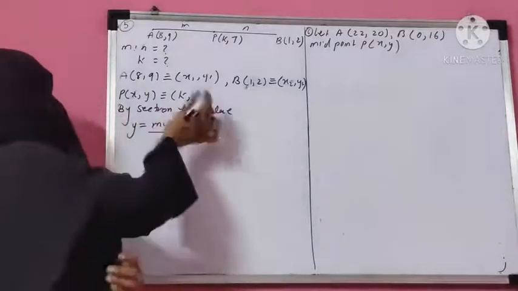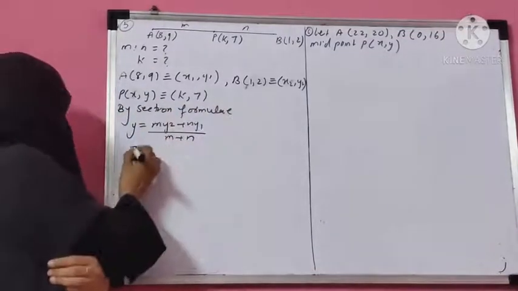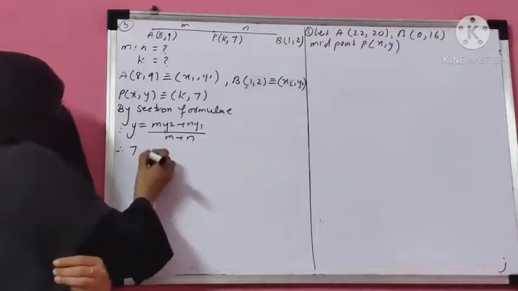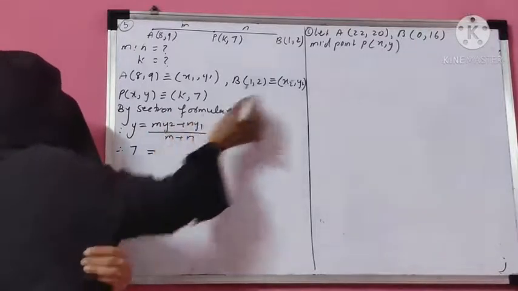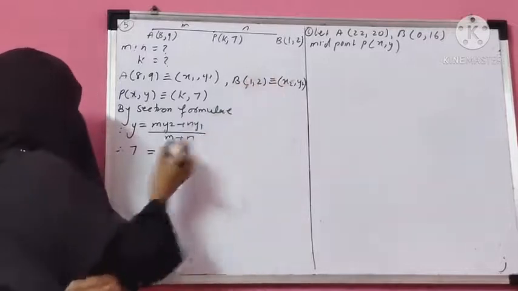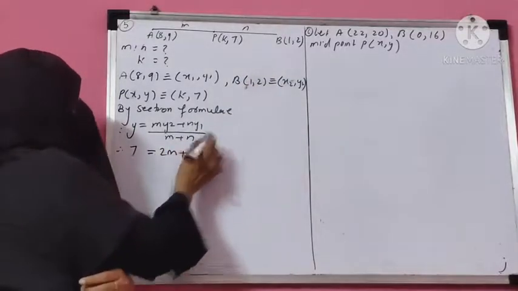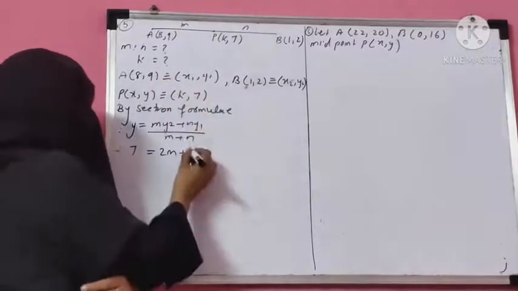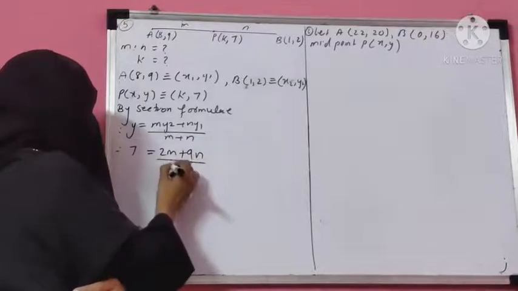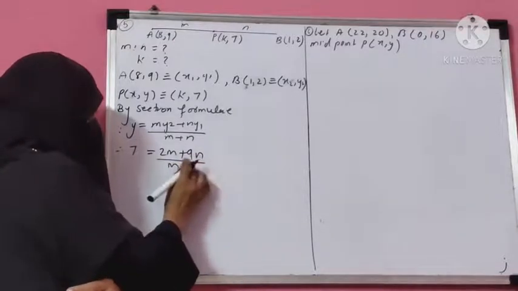Okay. So now substitute the values. The y coordinate is 7. m we have to find here, y2 is 2. So 2m plus y1, which is 9, times n, and divide by m plus n.